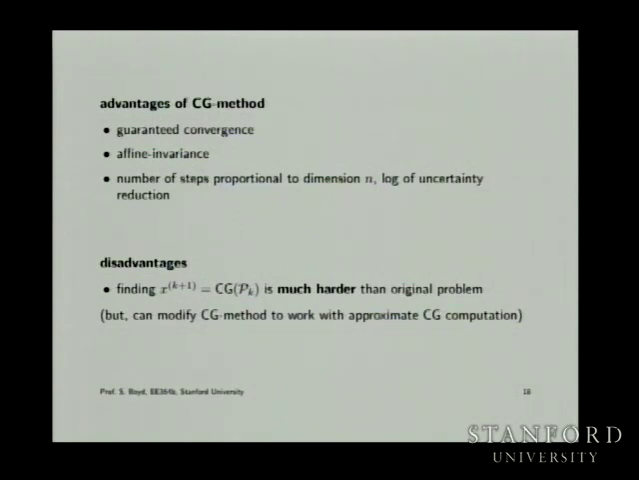We came at the last minute to, basically, the problem with the algorithm. The problem with the algorithm is that computing the CG is extremely difficult. So the whole thing is a conceptual algorithm, the way it's described. Now, you can modify the CG method to work with approximate CG computations.